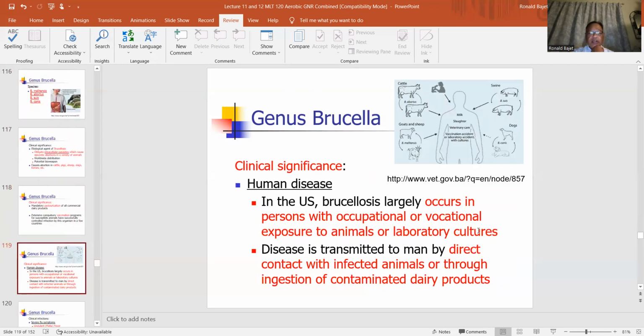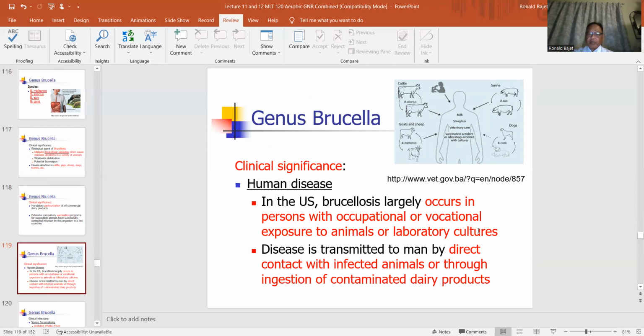Clinically, it occurs in patients with occupational or vocational exposure to animals or laboratory cultures, like individuals who work in butcher shops. So you can probably pick up a Brucella infection if you work in a butcher shop or a slaughterhouse.